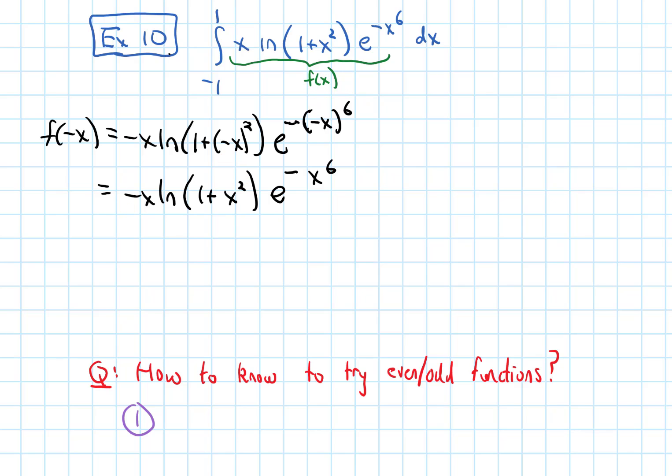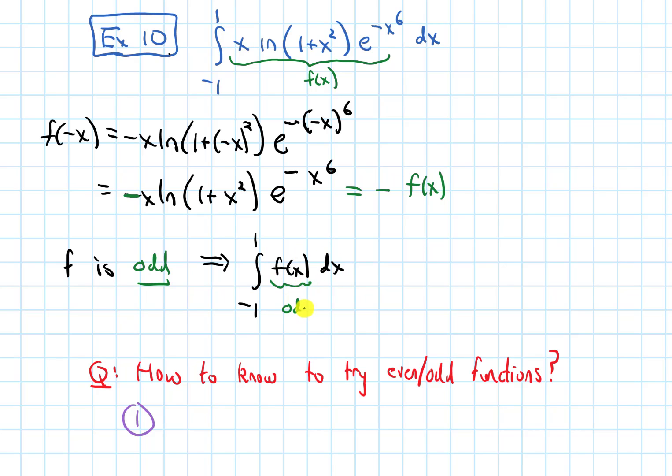So if I look at what we have, because of this negative sign in front, this is the negative of the function that we started with, negative f of x. So this shows that f is an odd function. And because it's an odd function, if we do an integral from negative a to positive a of an odd function, that's just going to be 0. So I didn't even need to do any antiderivatives. I just got to use the symmetry of this function to evaluate the area.